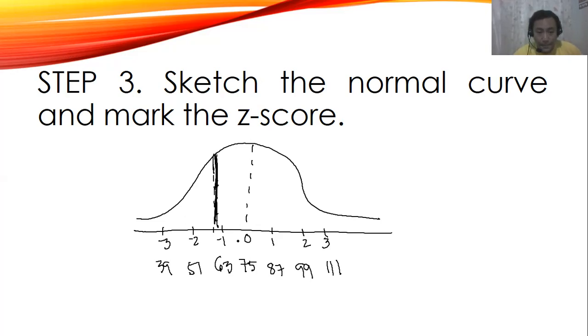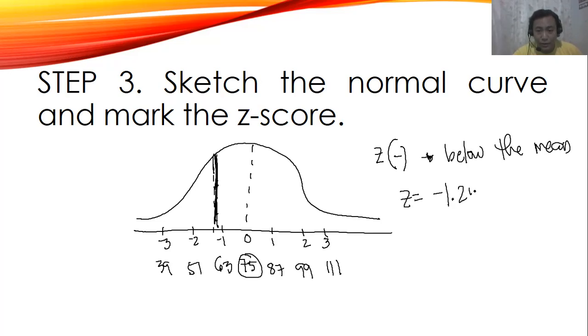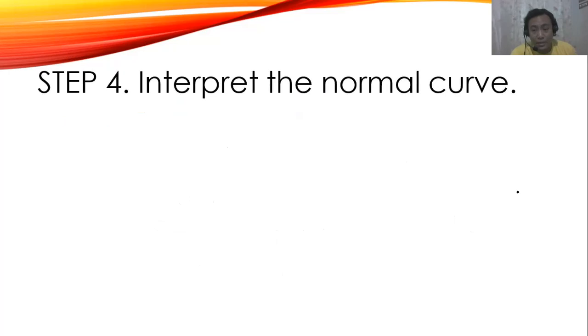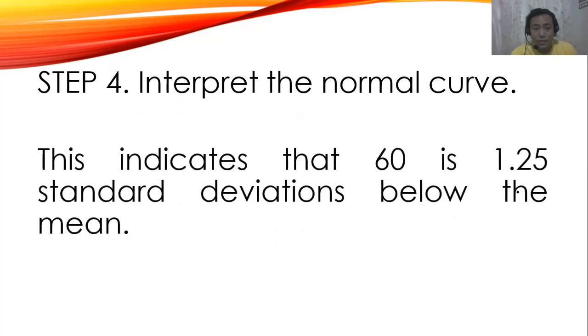So, we know that the mean is 75, and then ang nakuha niya lang is 60. Therefore, that is below the mean. And sabi natin kanina, a negative z-score indicates that it is below the mean. And ang nakuha natin ay z is equal to negative 1.25. Therefore, below the mean. So now, we have to interpret the normal curve. So this indicates that 60 is 1.25 standard deviation below the mean.